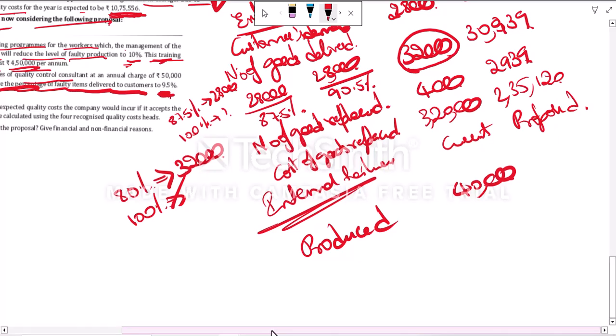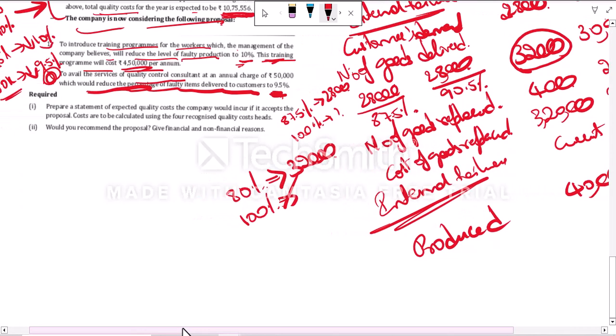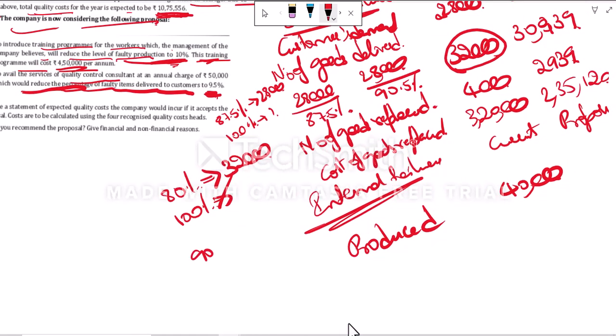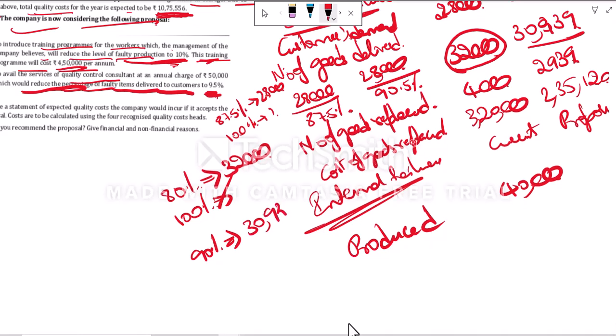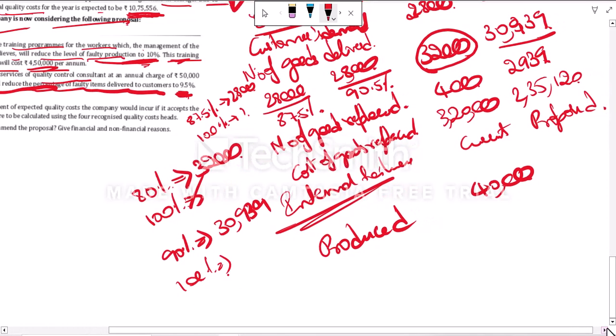And what is it reduced to? Here in the first point they have told that the faulty level of production is reduced to 10%, means now only 90% will equal 30,939. 30,939, these are the good quality ones. So what about 100%? What have they produced? 30,939 divided by 90%, 34,377. This is the amount they have produced.